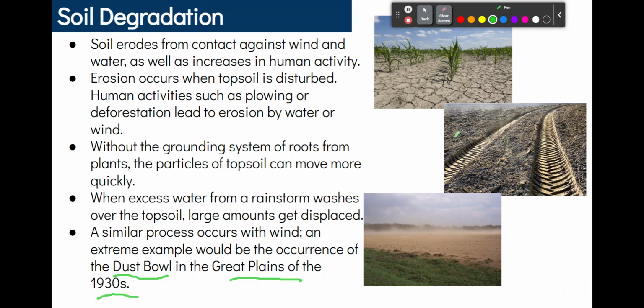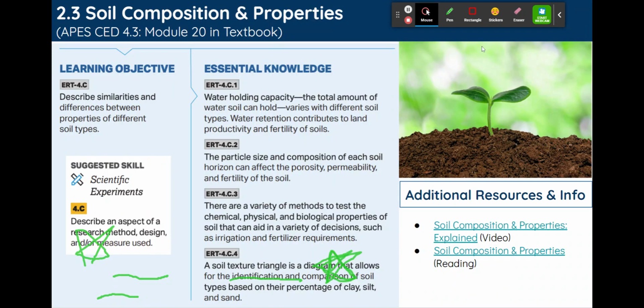If you look this up and you write a little bit about it on a separate piece of paper, I will give you extra credit on your Soil Series lab. So if you research some parts of the 1930s Dust Bowl on a separate piece of paper, just maybe one small paragraph about what happened and what the implications of it were, I will give you extra credit on your lab.